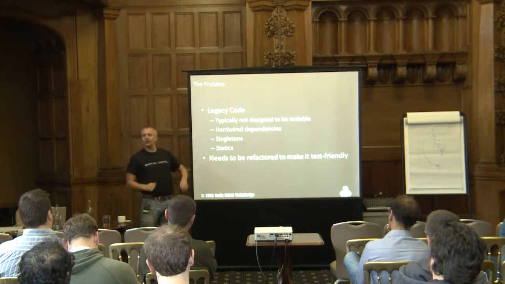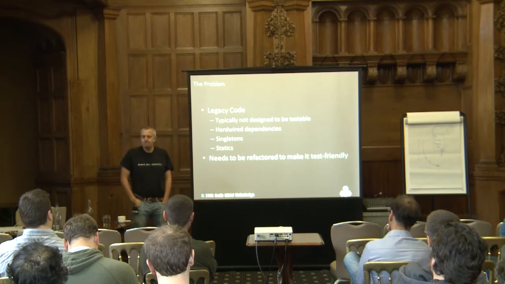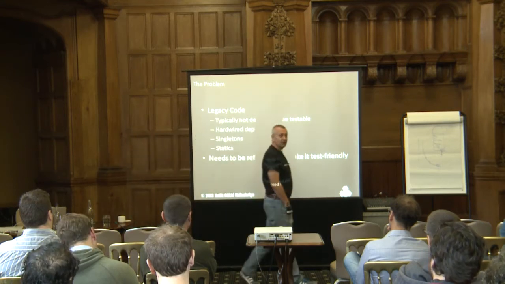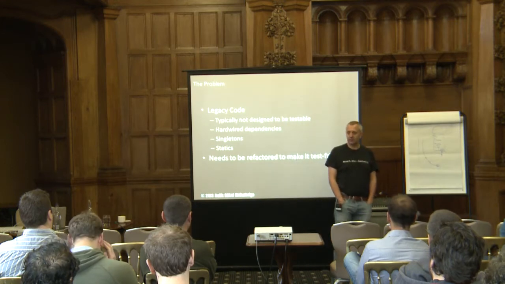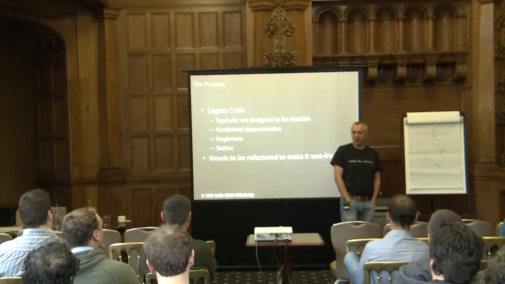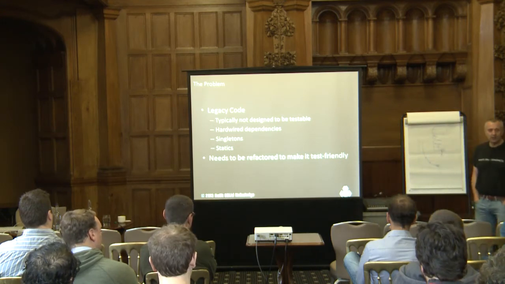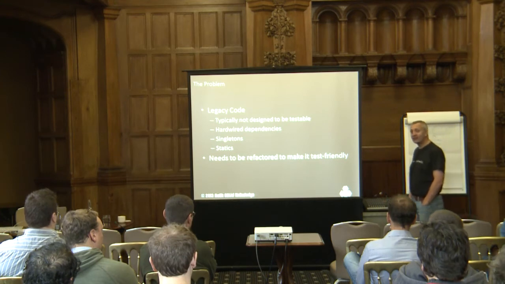So when you have hardwired dependencies, you go and create an instance of something directly, you are bound to that type. Okay? There's no way to replace it. You are physically bound to that specific implementation at that point, which means you can't isolate the thing that is using it.